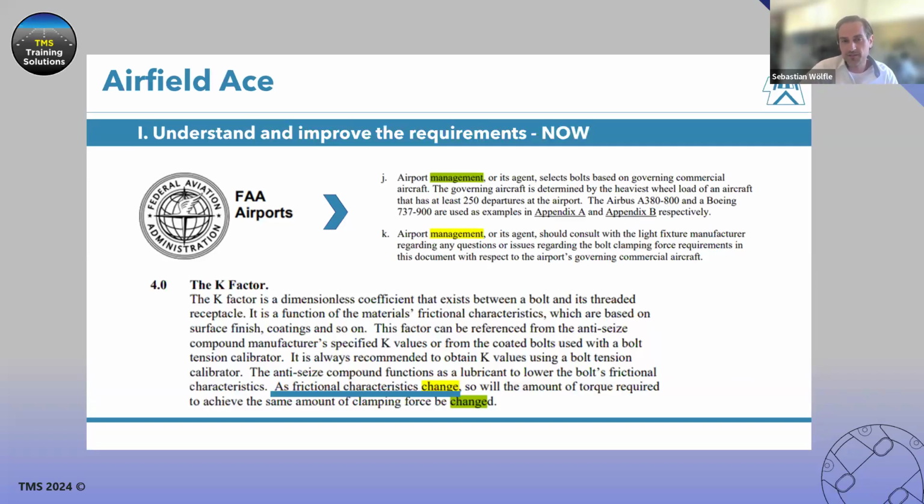And one of the mysterious black holes in the inset light world is the K factor. The K factor is dimensionless, and it's a friction characteristic which will also change over time. So each time something changes in the installation, this friction characteristic should be analyzed again. And again, who is responsible? It's the airport management who is responsible. So next.